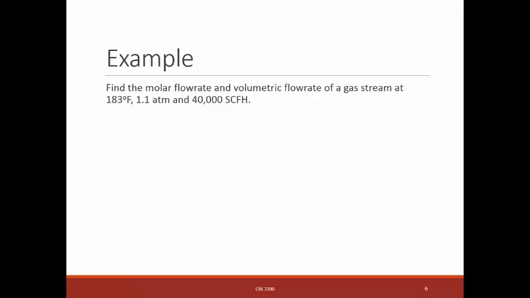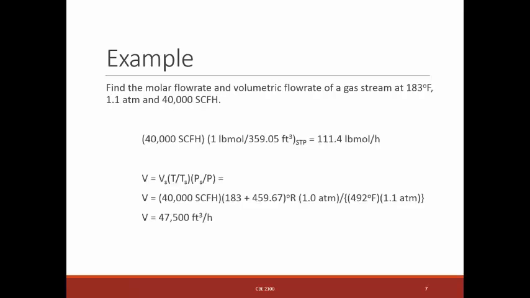If I have 40,000 standard cubic feet per hour of a gas at 183 Fahrenheit and 1.1 atmosphere, let me find the molar flow rate and the volumetric flow rate of that gas. To find the molar flow rate is actually really simple. All I'm going to do is use that STP information like a conversion factor. So 1 pound mole is 359.05 standard cubic feet. So therefore, this is 111.4 pound moles per hour.